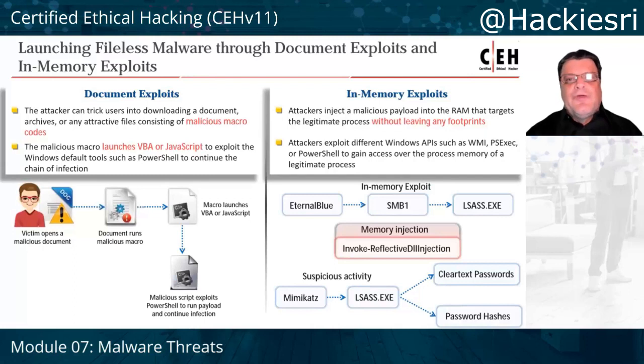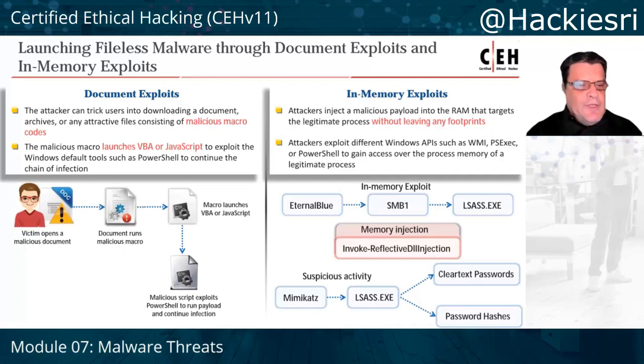Launching fileless malware through document exploits and in-memory exploits. How is this done? On the left, we see the document exploit. In this case, the attacker can trick users into downloading a document, archive, or any attractive file containing malicious macro code. The malicious macro launches VBA or JavaScript to exploit Windows default tools such as PowerShell to continue the chain of infection. For this reason, if you use something like Microsoft Word, it's a good idea to make sure that your macros are by default turned off.